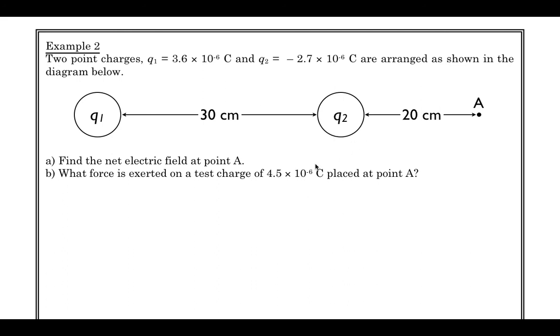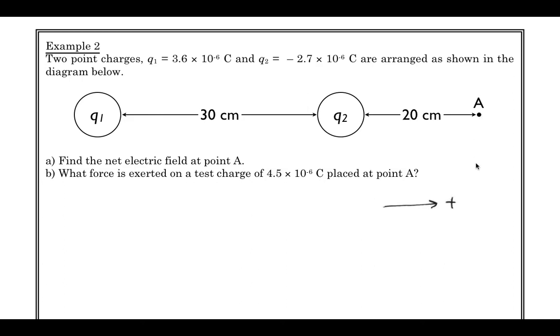So here are two objects, Q1 and Q2, and they're going to create an electric field at this point, A. They really create an electric field everywhere, in this whole entire region. But we're interested specifically in the electric field right here at point A. Find the electric field at this point, and then what force is exerted on a test charge that's at this point.